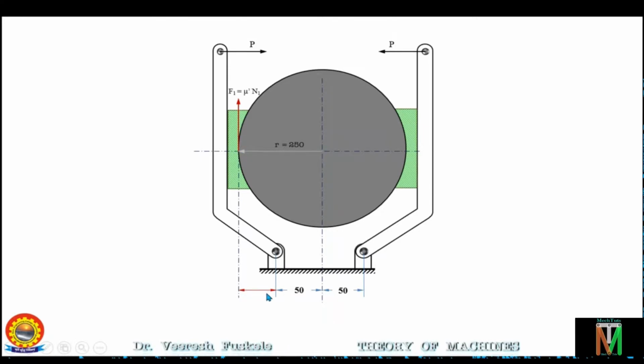So this will be nothing but from here to here, and this is the radius of the drum, that is 250 mm. This minus this distance 50. So this distance will be nothing but 250 minus 50 mm, that is 200 mm. I hope you have understood the distance of the line of action of the force of friction F1 from the fulcrum point. So let's get back to the problem.